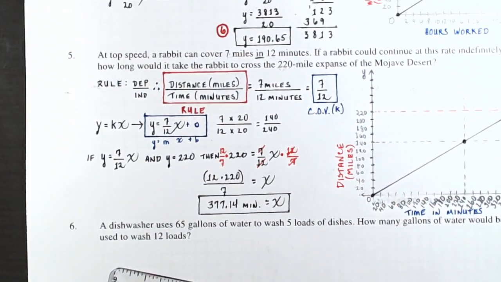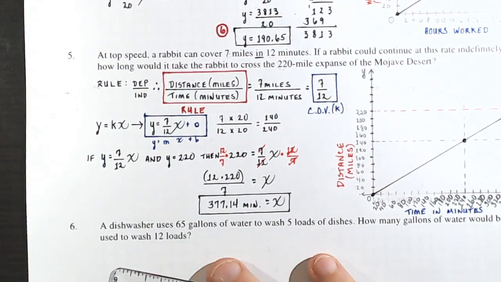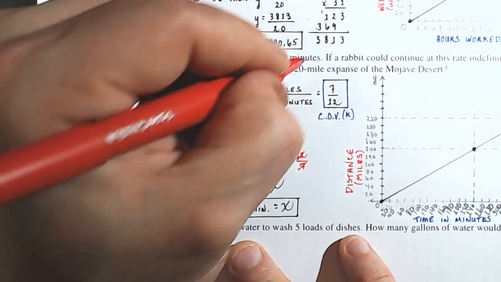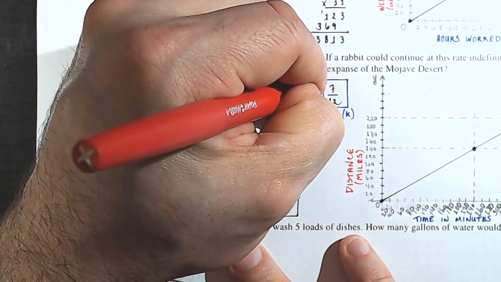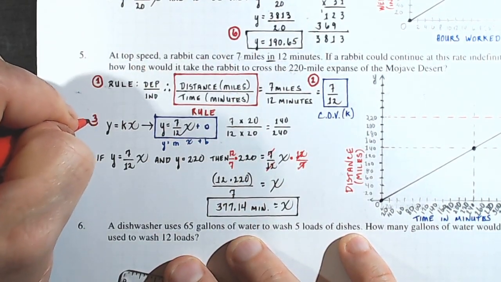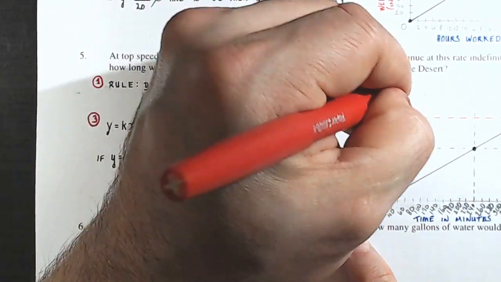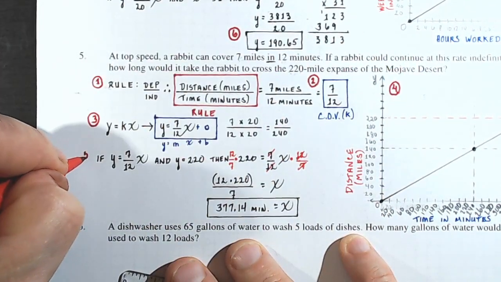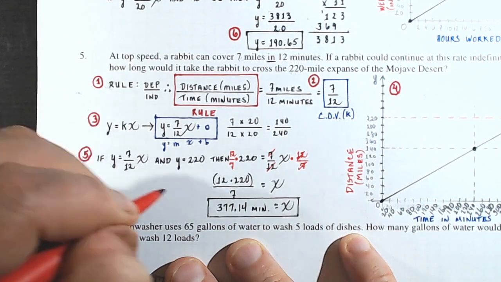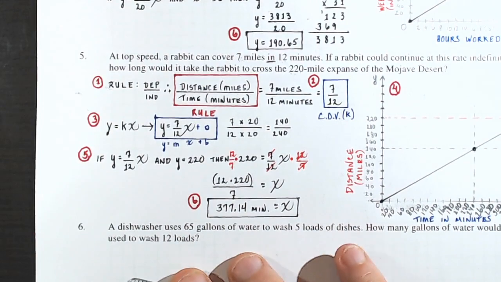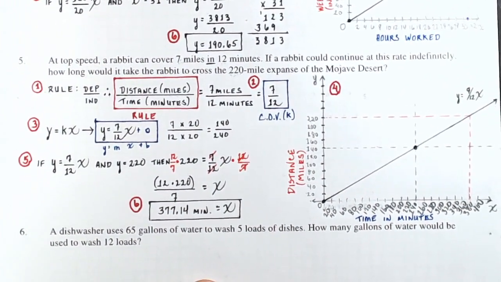Okay, so we've got several things here. Let's make sure we did everything we were asked to do. We got our rule. We got our constant of variation. We wrote our equation. We drew our graph. We did our work. And we solved the problem. So in this problem, we got everything we needed here.